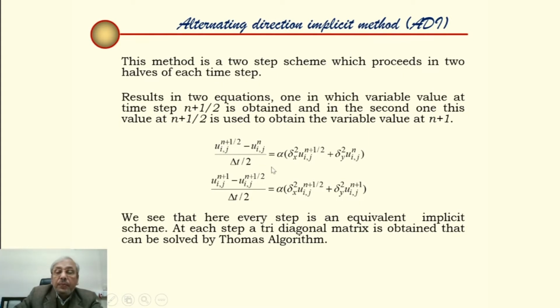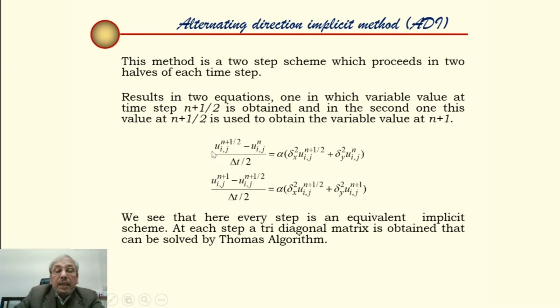Having progressed up to n plus half, we go from n plus half to n plus 1th level, again through time step delta t by 2. There we can see that the central differencing operator in x direction is applied on the dependent variable at n plus half level, and the central differencing operator in y direction is applied to the dependent variable at n plus 1th level.